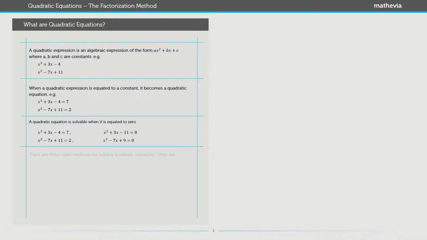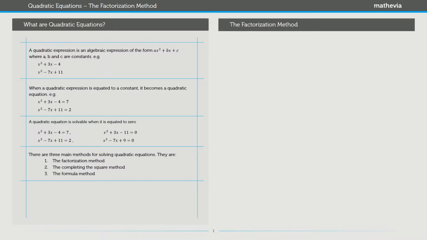Okay, let's move on. There are three main methods for solving quadratic equations: the factorization method, the completing the square method, and finally the formula method. In this lesson we will be talking about the factorization method. I'm going to explain this to you using some very short simple steps. I need you to watch very closely and follow me very closely as I do this.